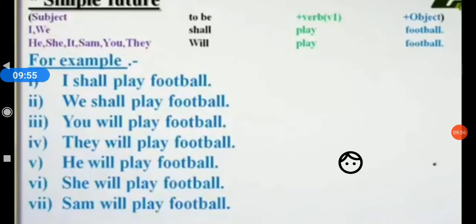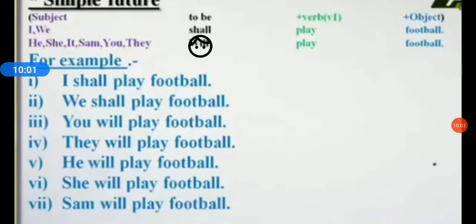With I and we we use shall helping verb, and with singular subjects like he, she, it, or name, and you, they, we use will. Okay, there are some examples. I shall play football. We shall play football. You will play football. They will play football. He will play football. She will play football. Sam will play football.